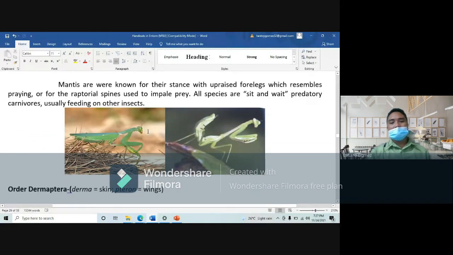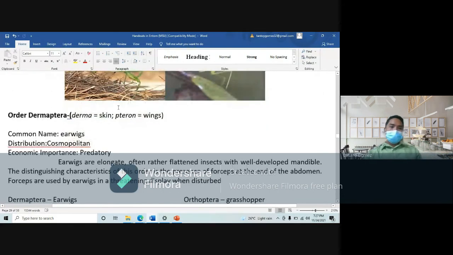All species are sit-and-wait predatory carnivores, usually feeding on other insects. So if you try to look at the praying mantis, burag siya ga prey, no? Pero siya ga ampo. This one, common man ni sa ato, ang praying mantis.